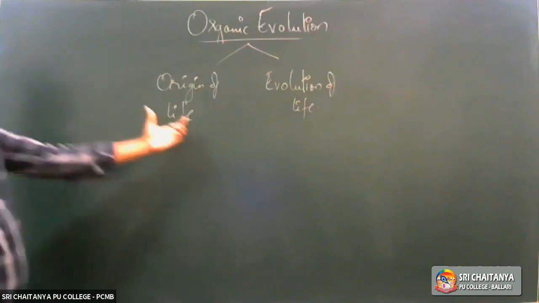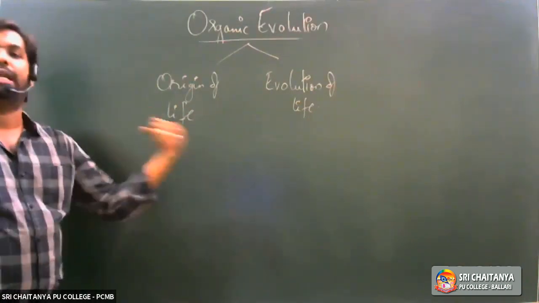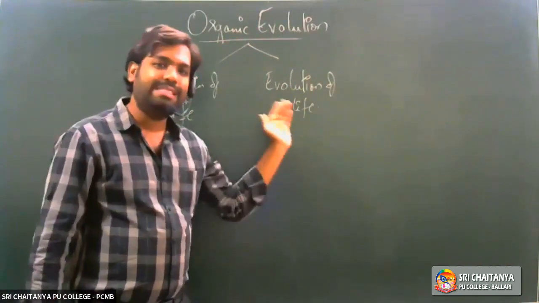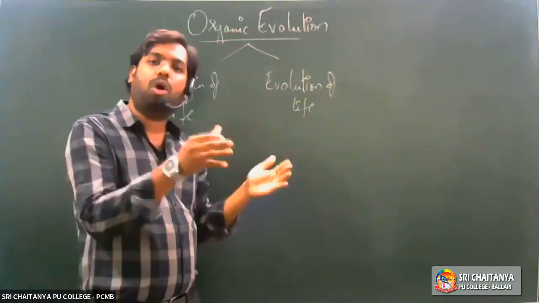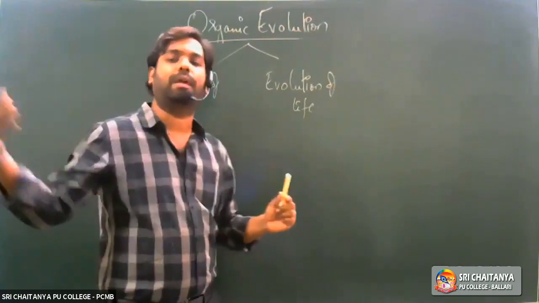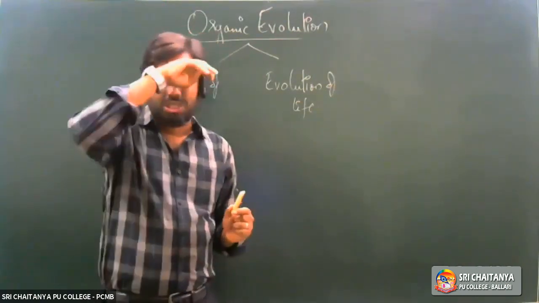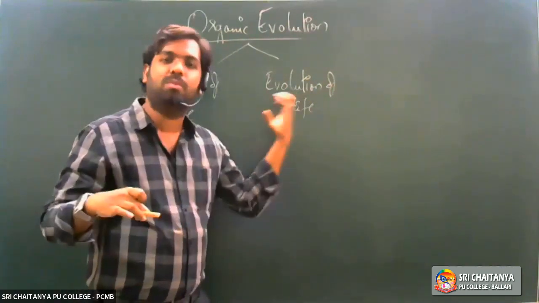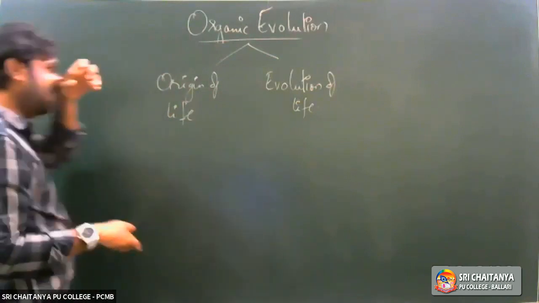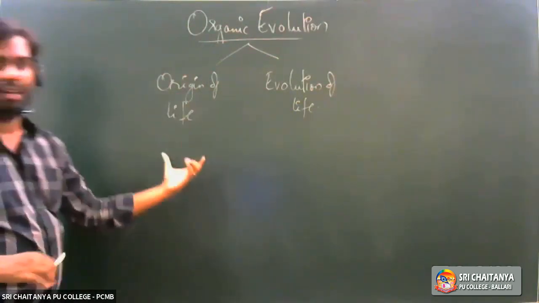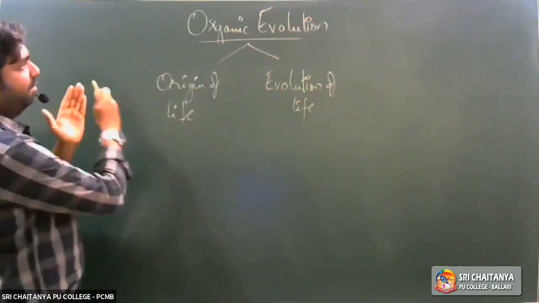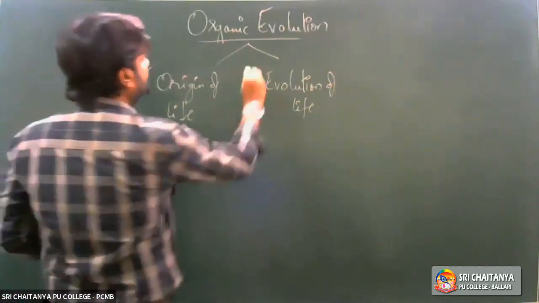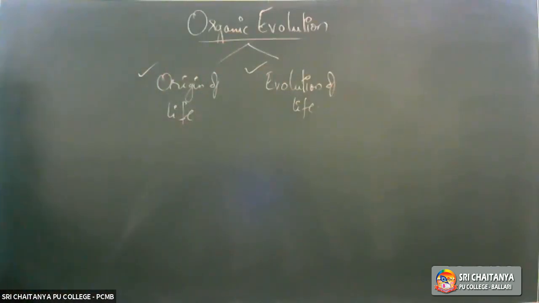What does origin of life mean? How life originated on the planet Earth. The second one is evolution of life: what is the cause of diversity of living organisms on the planet Earth? To study the cause of diversity of living organisms on the planet Earth, we need to first understand how life originated. That's the reason why we have divided evolution into two parts. One is origin of life on the Earth. The second one is evolution of life on the Earth.